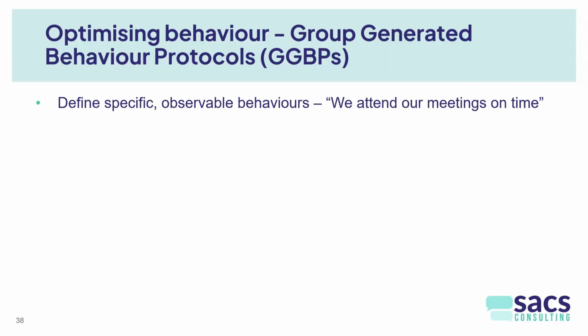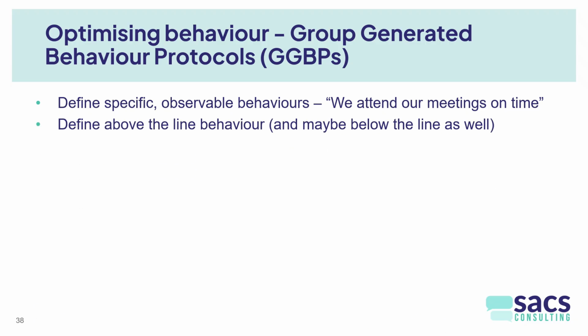And you've averaged the ratings of where we are right now. And that's the journey. So we're a 5 right now, and we want to be an 8 in 6 months' time. So the rest of the exercise is to identify the behaviours that will help us to do that. Now, group-generated behaviour protocols define specific observable behaviours. We attend our meetings on time.